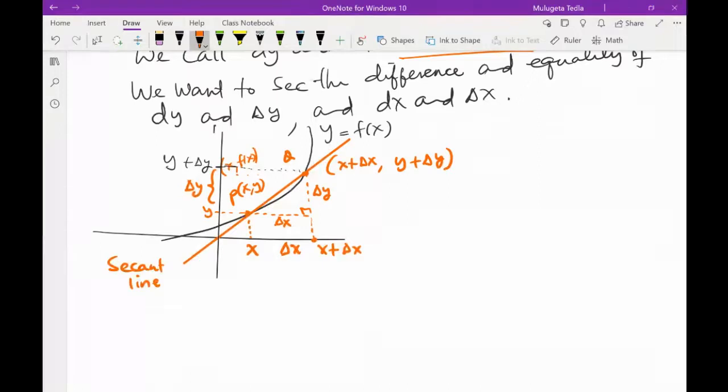Right? You know the segments now. This is change in y. This is change in x. Delta y is nothing but change in y. Delta x is change in x.